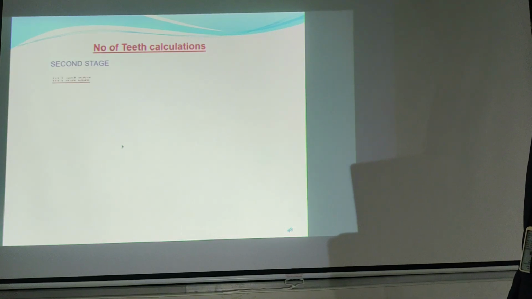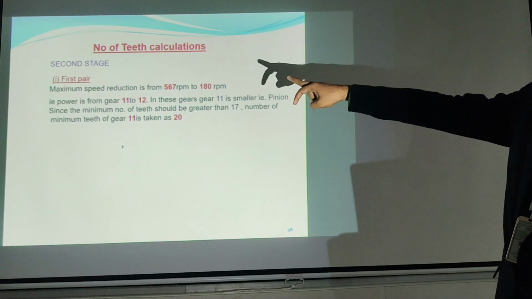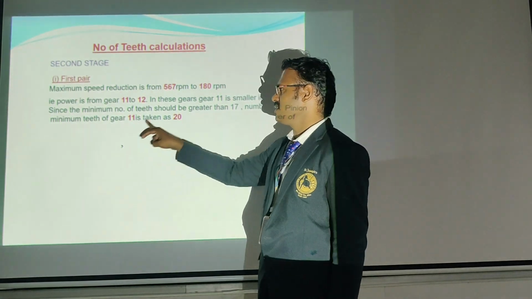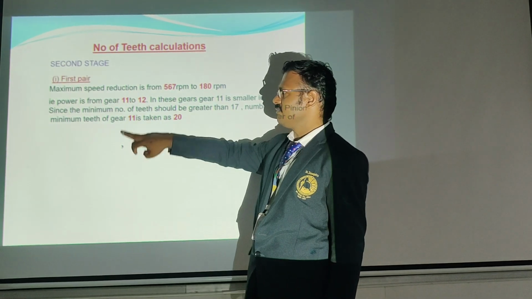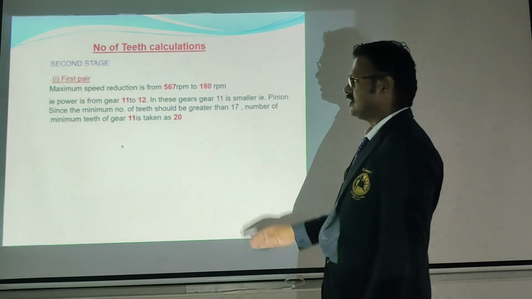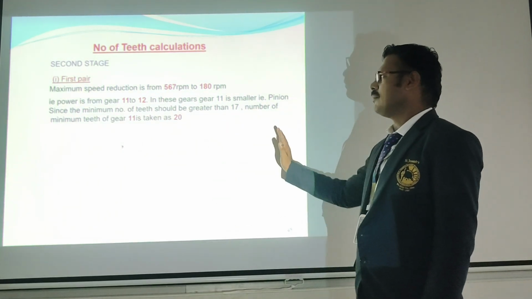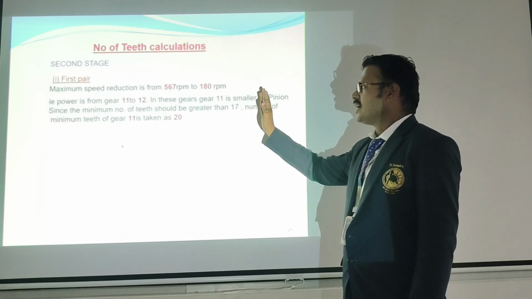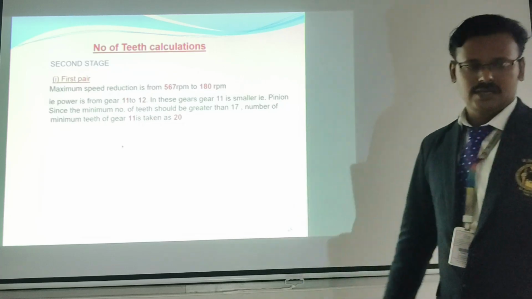In second stage I have chosen 567 to 180, so 11, 12 as the gear pair. The minimum number of teeth we can consider is 20. So here we have chosen 11, 12. So Z11 divided by Z12 will be equal to N12 divided by N11. That formula I can use. Z11 I can assume as 20. The main rule is that any number of teeth should be greater than or equal to 17. So we are assuming it as 20.